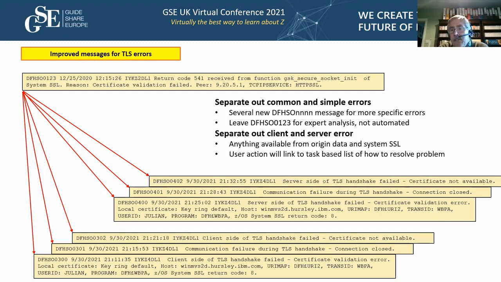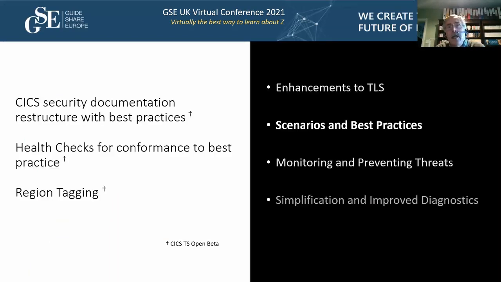And in each of these messages, these are sort of common error scenarios. We've given guidance of exactly what you need to do to fix the problem, or exactly what you need to do to diagnose the problem. So there's a lot more information, much more specific for the particular problem. We've left 0123 there, and that is more for the more obscure errors that you would often need to contact IBM support for. So that's the end of the TLS section.